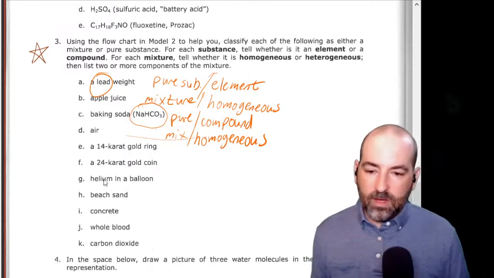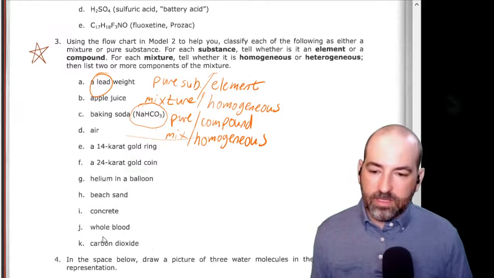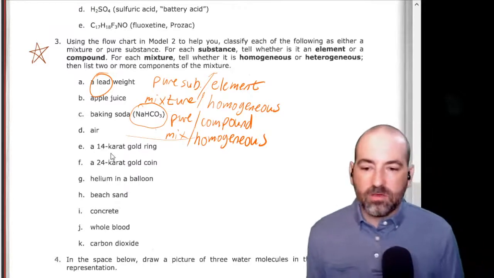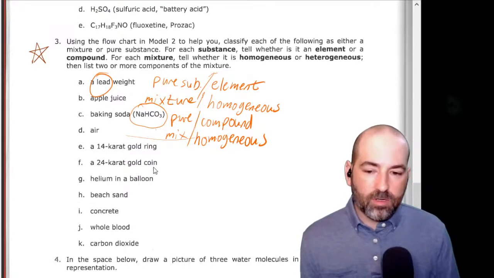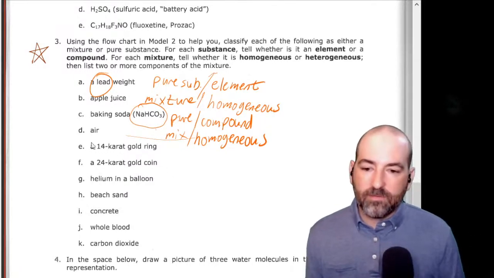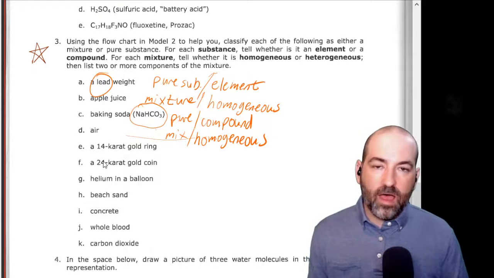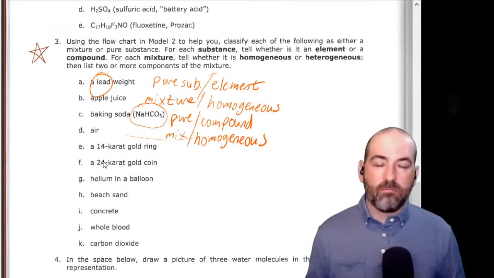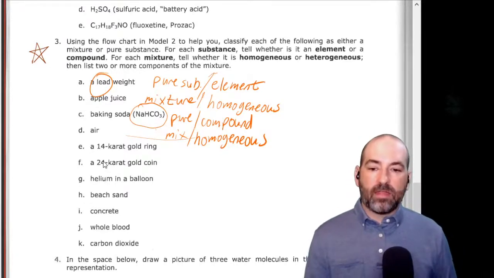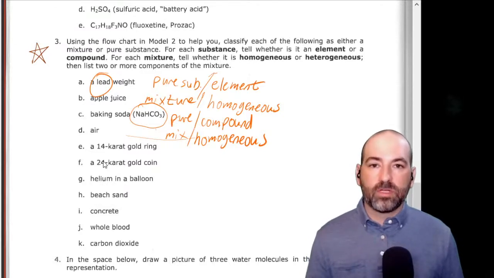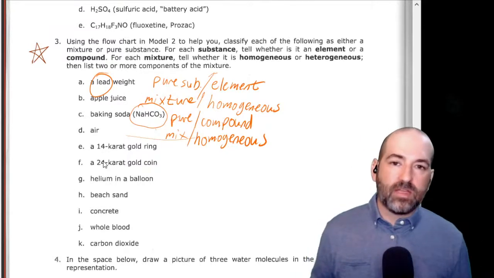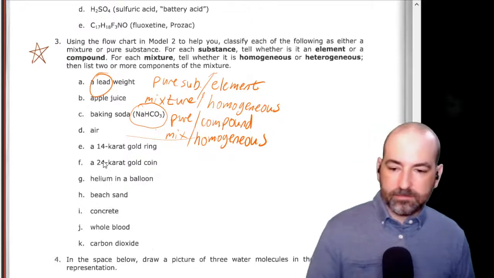All right. And then you can try out some of the rest of these. With this gold business, if you don't know those definitions, you can look them up. But 24 karat gold is pure gold. So that would be a pure substance and an element. 14 karat gold is gold that has been mixed, alloyed with other metals, particularly silver. So that makes it a mixture. But if you look at 14 karat gold, that's what a lot of jewelry is made of. You don't see gold bits and silver bits. It's all mixed evenly together. And so that makes it a homogeneous mixture.